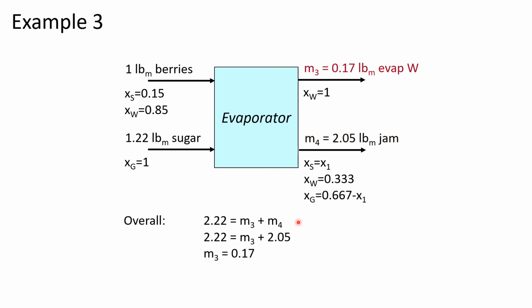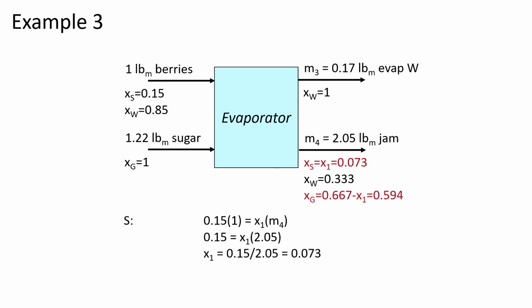So let's look at the overall balance. Now that we know M4 is 2.05, we can plug that into the overall balance and solve for M3. It's 0.17. And those numbers both are shown up here on the process flow diagram. Then if we look at the solids balance, once we know M4, we can solve that for X1. So we plug in 2.05 for M4. We take this equation and solve for X1. It turns out to be 0.073.